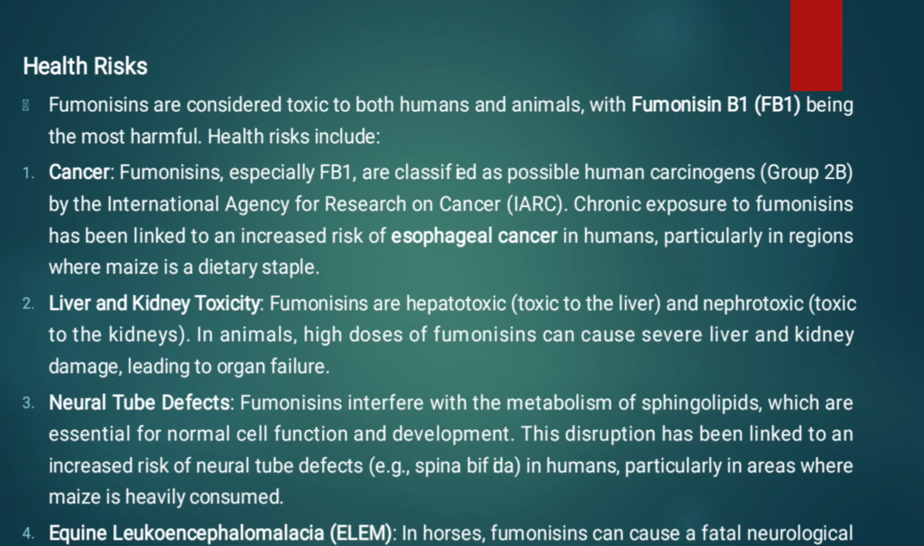Fumonisins interfere with the metabolism of lipids, which are essential for normal cell function and development. This disruption has been linked to an increased risk of neural tube defects, for example spina bifida, in humans, particularly in areas where maize is heavily consumed. And the last one is equine leukoencephalomalacia. In horses, fumonisins can cause a fatal neurological disease known as ELEM, which means equine leukoencephalomalacia, characterized by brain lesions and severe nervous system dysfunction. Thank you.